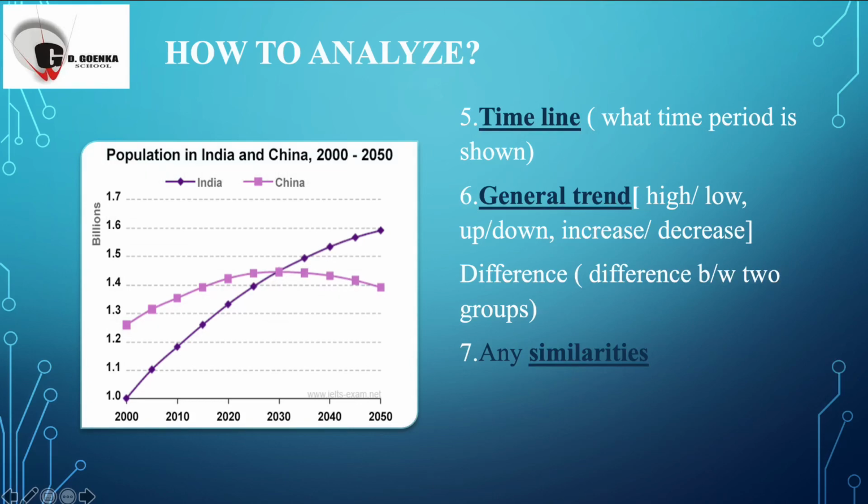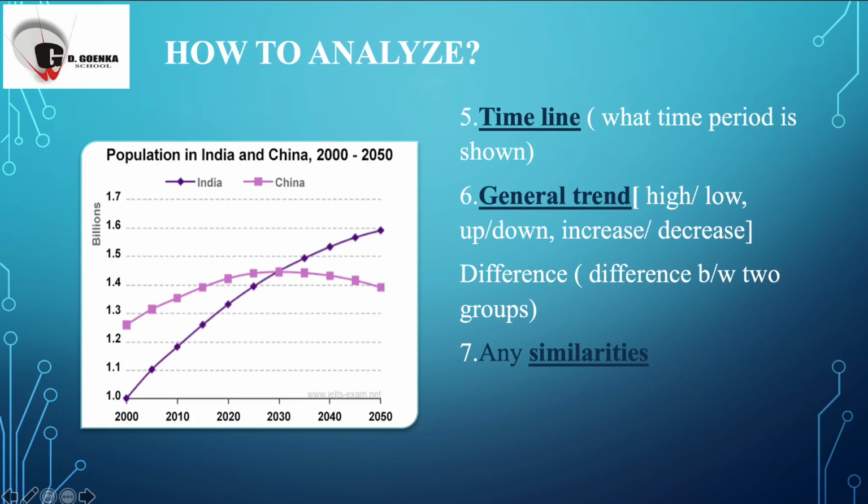Next, you need to see which time period has been given in the graph. It could be present, past, or future. So accordingly, you will frame your sentences. If it were in the past, then past tense in grammar will be used. If it were in the future, then future tense will be used. So different sentence structures and various verb tenses will be used according to the time period given. So if you analyze this line graph, you'll see that the time period between 2000 and 2050 has been given. So all three tenses will be used while writing the paragraph.